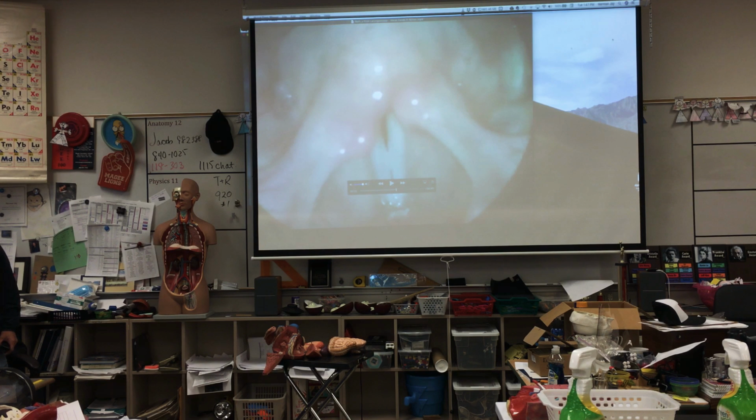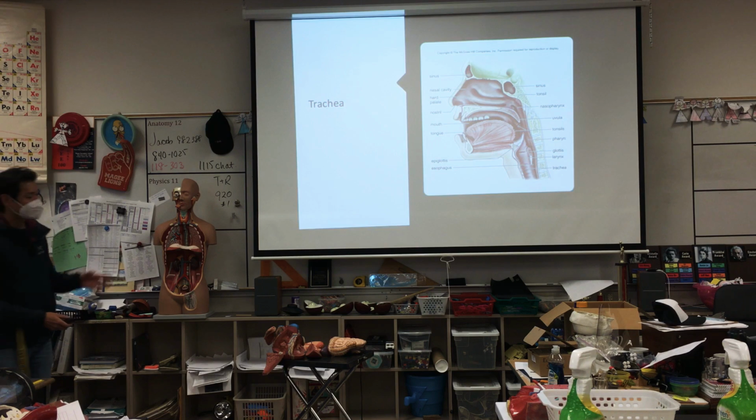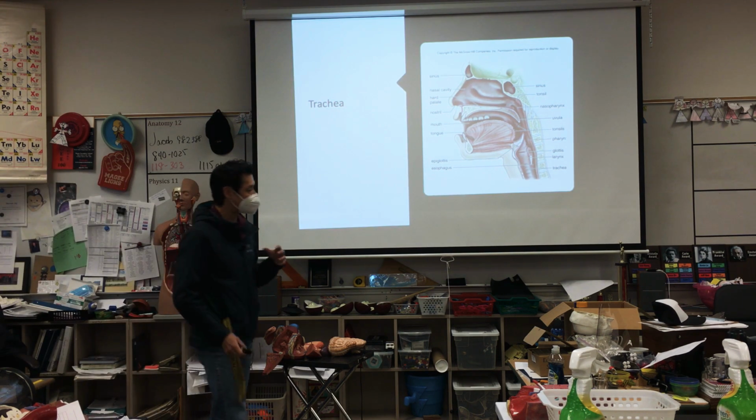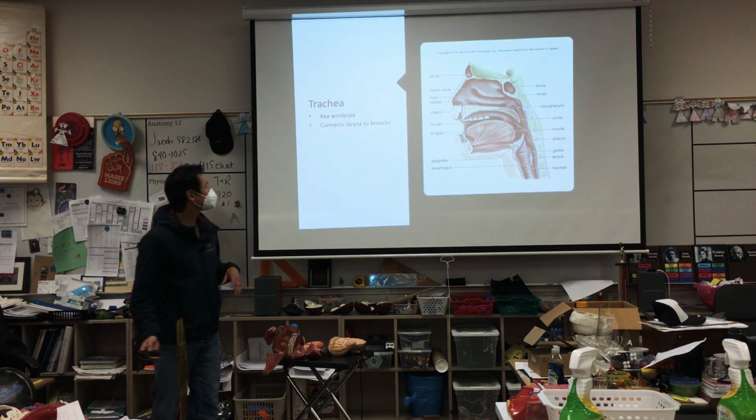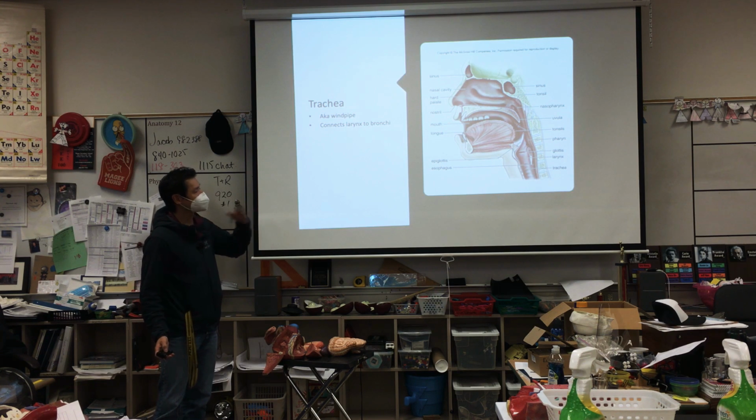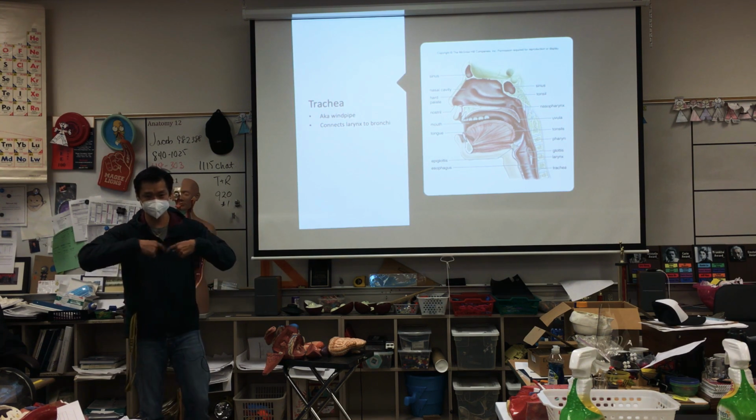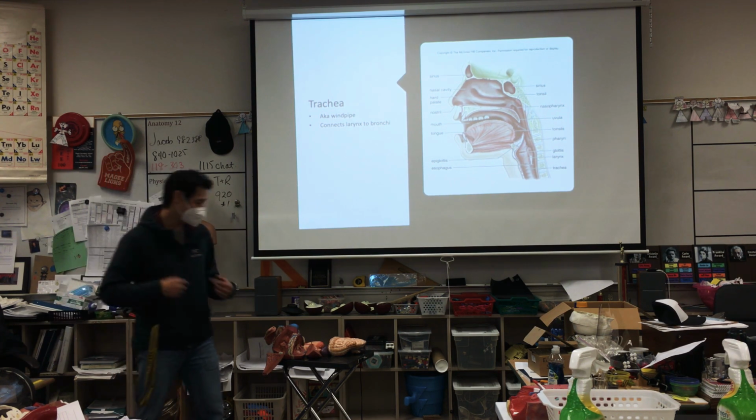So three main roles with the respiratory system. One is to get oxygen, one is to smell, and the third thing is to vocalize. Okay. Now once you get past the larynx or the voice box, it's the trachea. The trachea, also known as your windpipe, connects your larynx to your bronchi. Your bronchi are the two tubes that branch off into each lung.